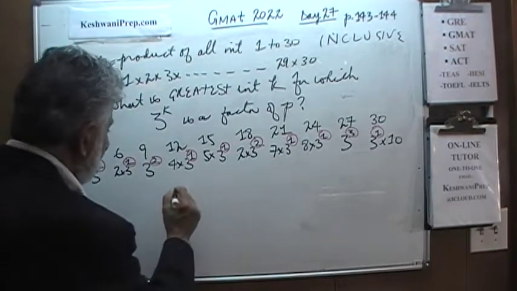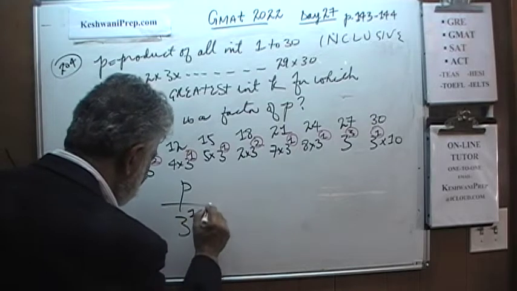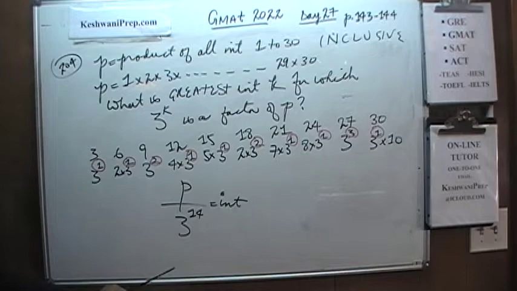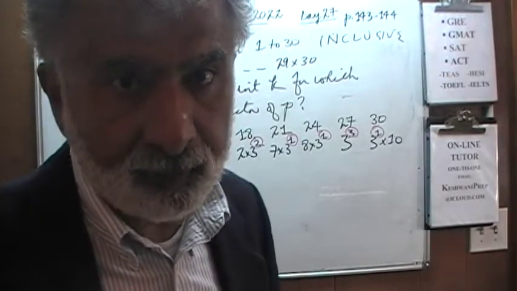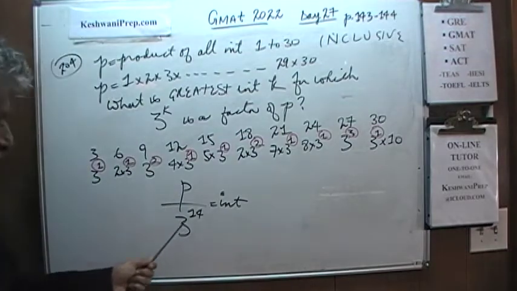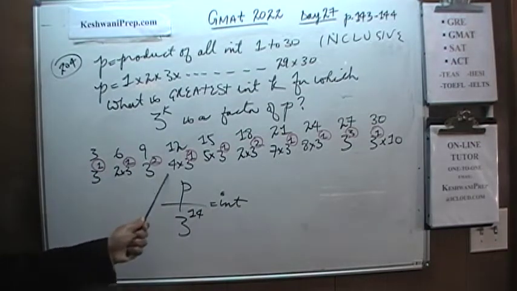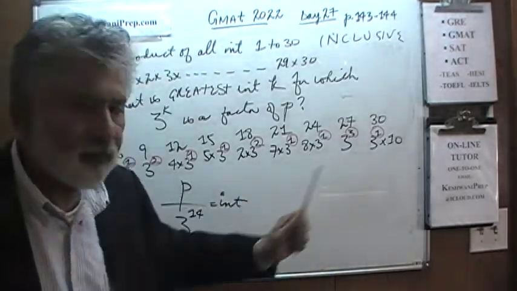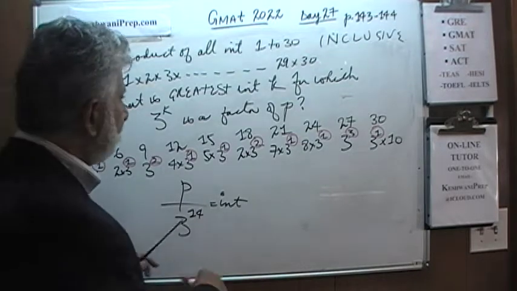In other words, p divided by 3 raised to 14 would be an integer. But p divided by 3 raised to 15 would not be an integer because it doesn't go into it. P divided by 3 raised to 14 is going to be exactly equal to 2 times 4 times 5 times 2 times 7 times 8 times 10. There's your answer. So the largest value is 14.